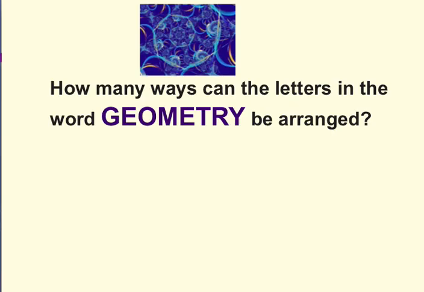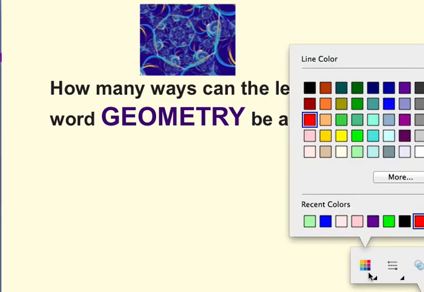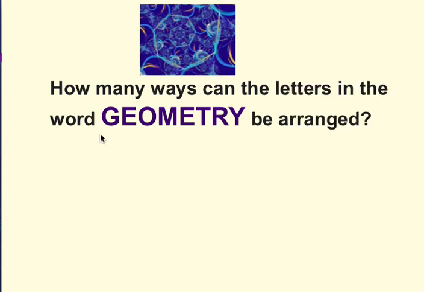So let's lastly take a look at this one. How many ways can the word geometry be arranged? So I'm going to count. There's 1, 2, 3, 4, 5, 6, 7, 8.